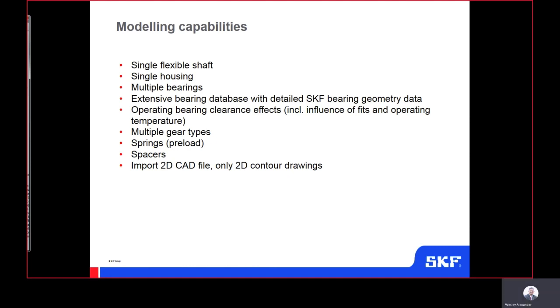Some other capabilities of SimPro Quick: it allows you to calculate bearing loads, bearing load zones, contact stresses, bearing friction, bearing frequencies, shaft deflection, bearing life, and the list really does go on for quite a long time. You can get very good results using SimPro Quick.